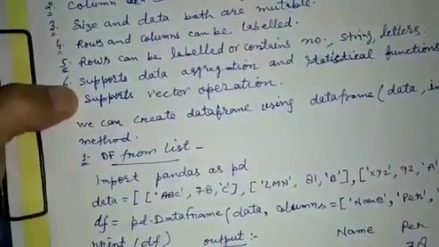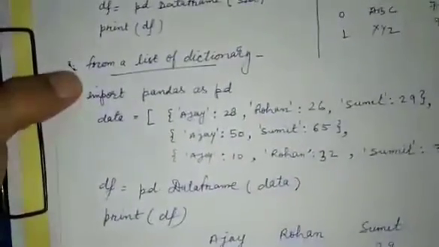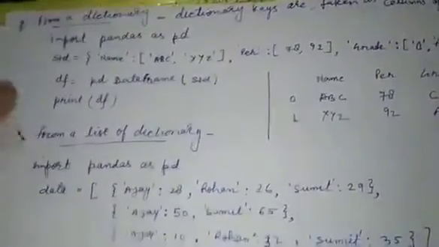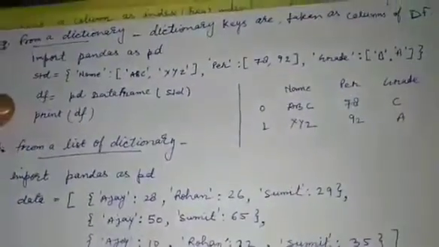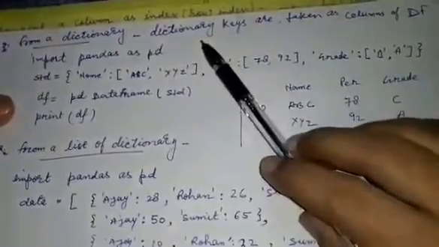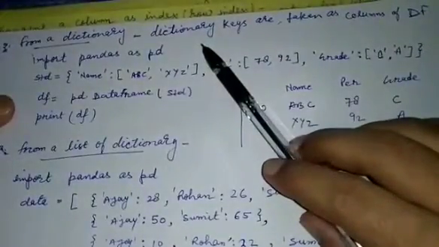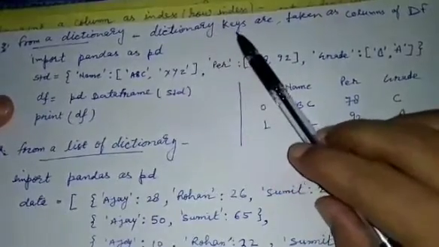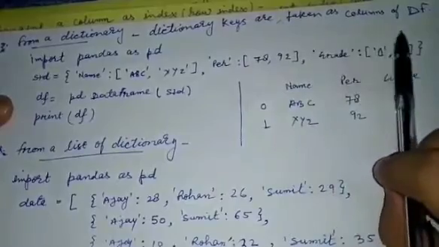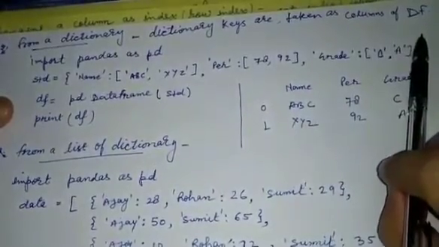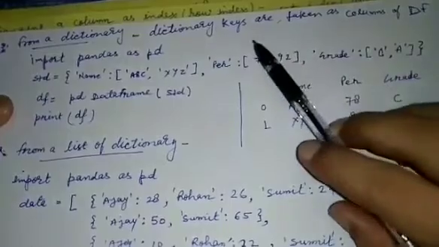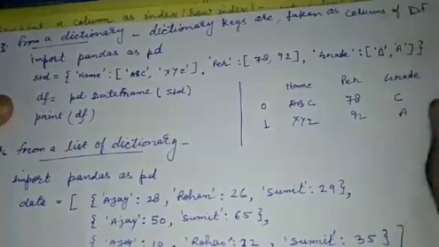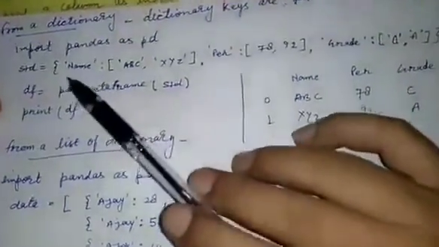The next topic is how we can create a data frame using a dictionary. So you know a dictionary has key-value pair elements. Dictionary keys will be taken as the columns of the data frame. Automatically the keys of the dictionary will be taken as the column names for the data frame. So let's start.